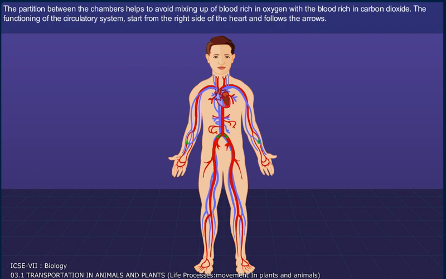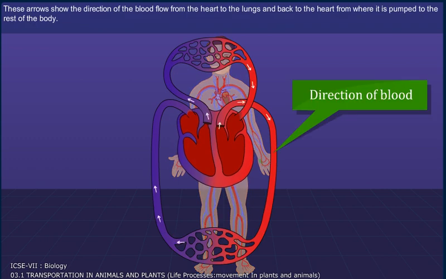The functioning of the circulatory system starts from the right side of the heart and follows the arrows. These arrows show the direction of the blood flow from the heart to the lungs and back to the heart, from where it is pumped to the rest of the body.